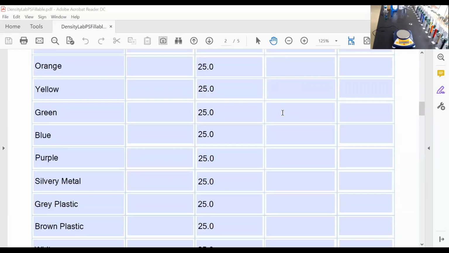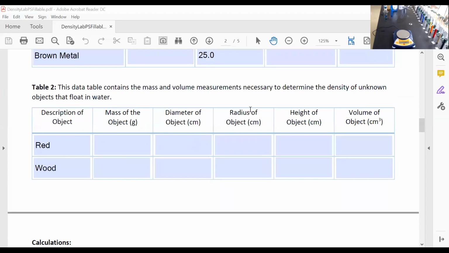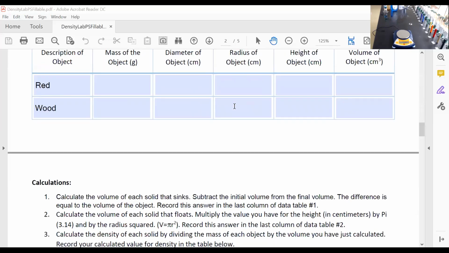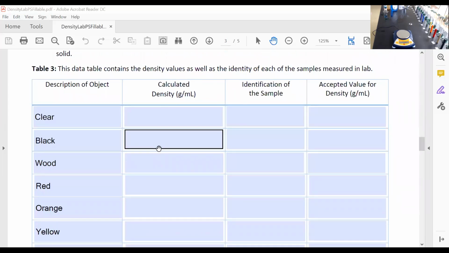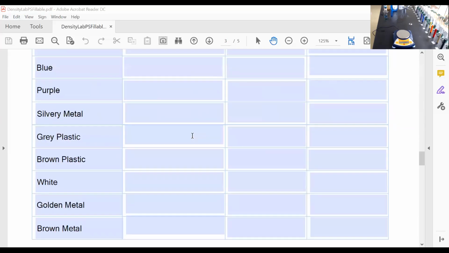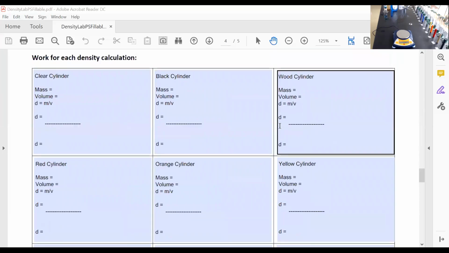If I scroll down further in the lab, you're going to see that we have two objects that float, and we'll talk about why you cannot use water displacement to figure out the volume of an object if it's floating. So I'll show you those two as well. And then finally, if we slide down to the calculations part, this is where we're going to put our final results. And if you scroll down a little further, this is where we are going to show our work.